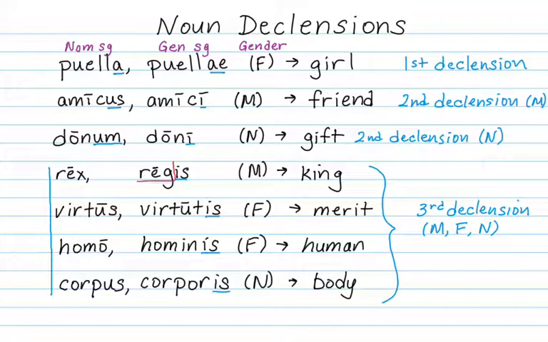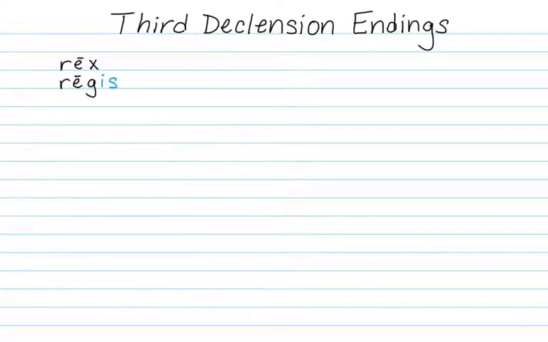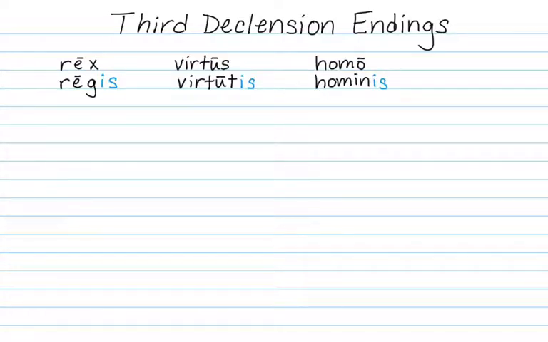So in rex, regis, if you take off the is ending, you'll notice the stem upon which all the other forms are made is reg. In virtus, virtutis, the stem is virtut. In homo, hominis, the stem is homin. And in corpus, corporis, the stem is corpor. Now that we know the stems, let's look at the endings. For our sample nouns, rex, regis, virtus, virtutis, homo, hominis, and corpus, corporis, we're going to add the endings to the true stem, which can be found in the genitive singular.